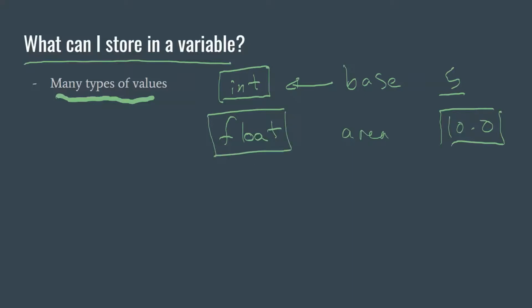You can also store text, or what we call a string. I can create a variable called name and store the text Adam inside it. Anytime you want to store text, you put it between quotation marks, and everything here is called a string, or str for short.